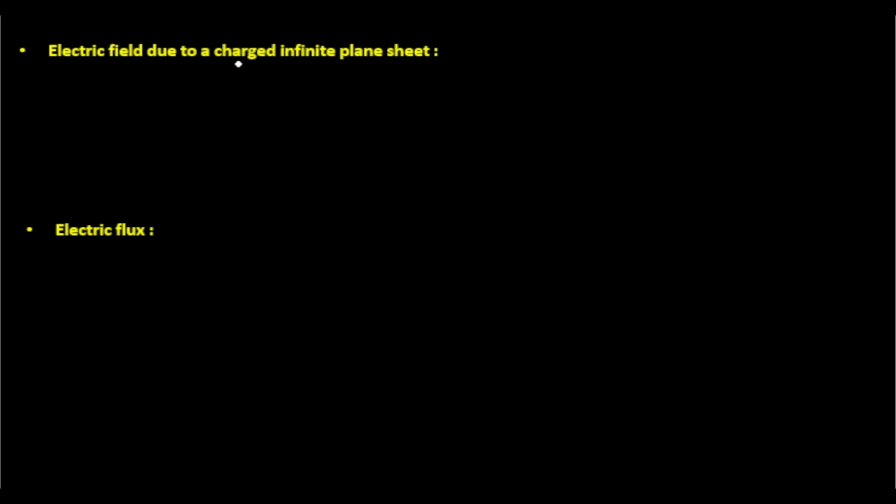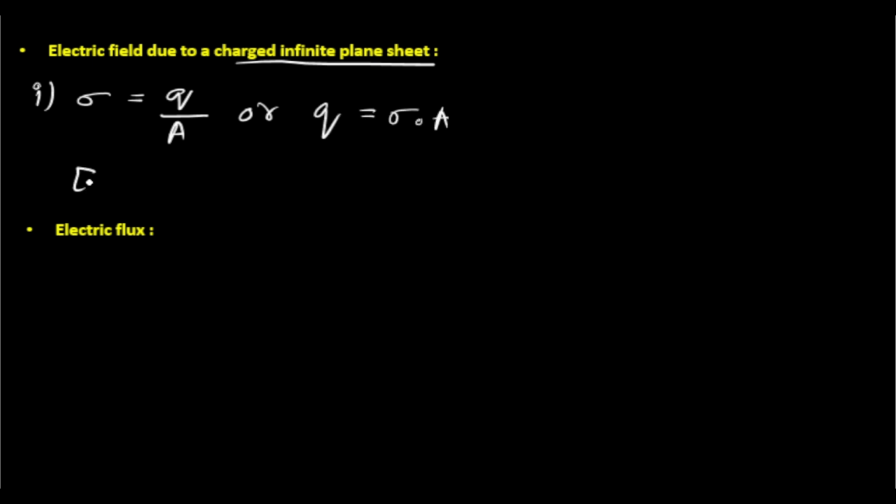Electric field due to a charged infinite plane sheet. First, sigma is the charge per unit area, or Q is equal to sigma into A. Therefore, E is equal to sigma upon 2 times epsilon naught.